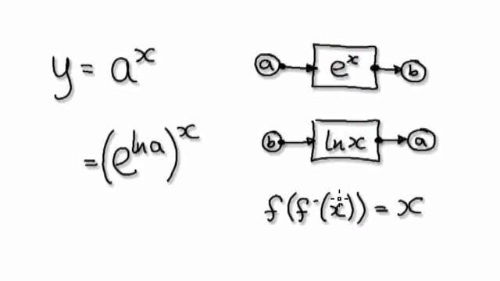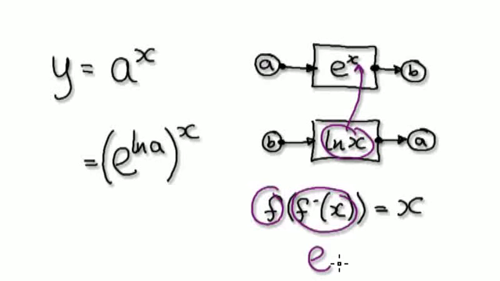So my point is that this is saying put the inverse into the original. So put the inverse into the original. So that would be e.